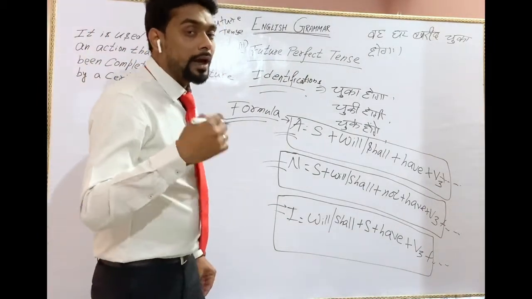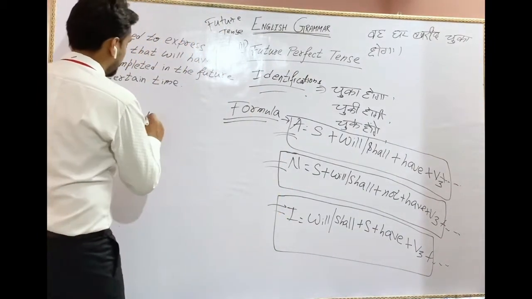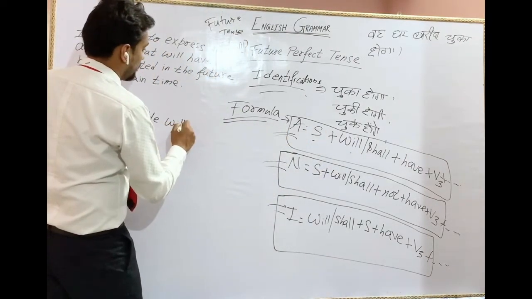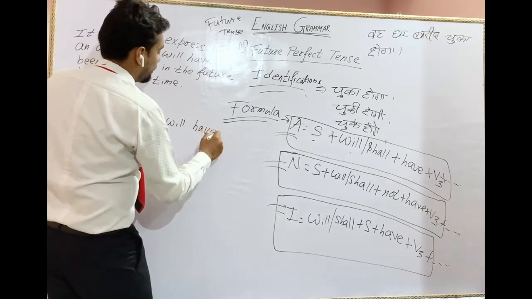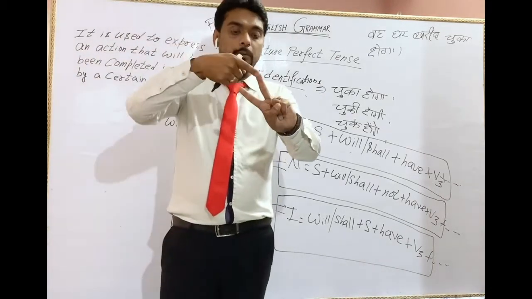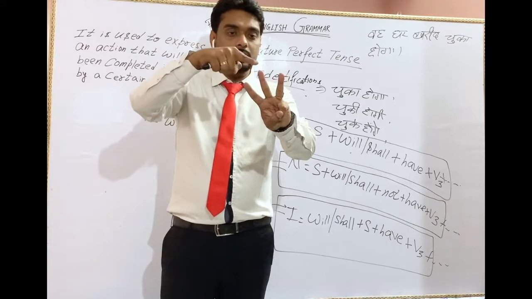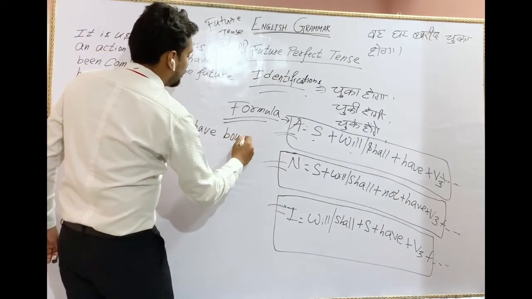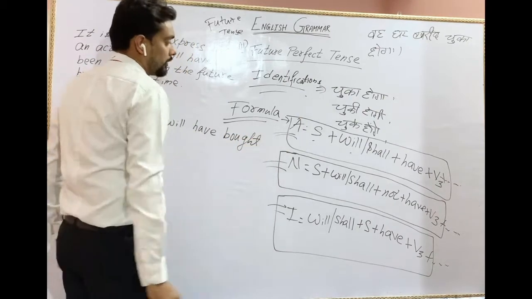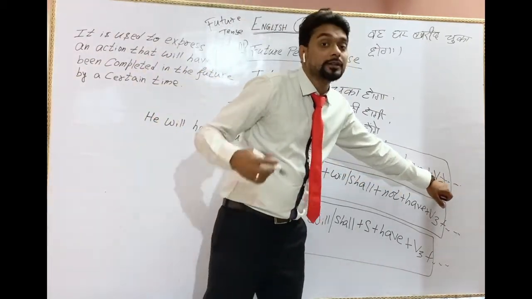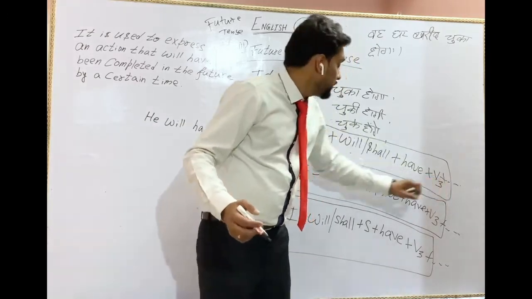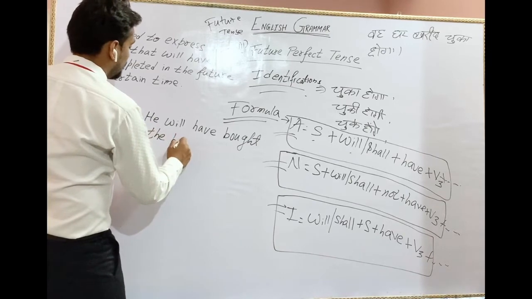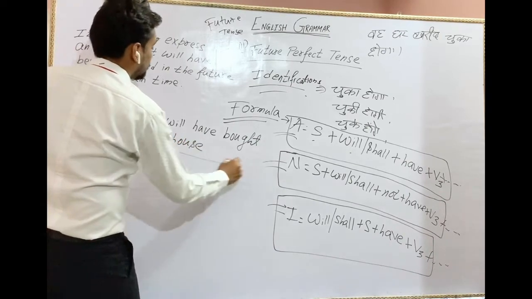He will have bought. He, subject, will or shall, will have, buy, bought, bought. V1, V2, V3. He will have bought. If there is an object, then you will put the object over here. Can you see over here? So he will have bought the house.